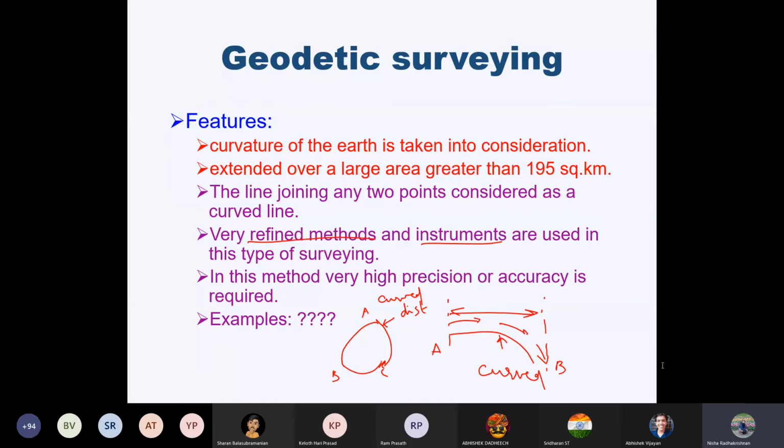One more thing. Plane surveying was mostly direct. I hope you know what direct and indirect are. What is direct surveying? No obstacles involved. There won't be intermediate points. Directly going to the field and measuring.